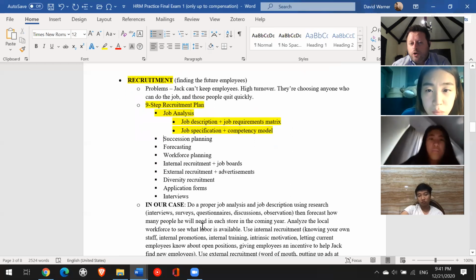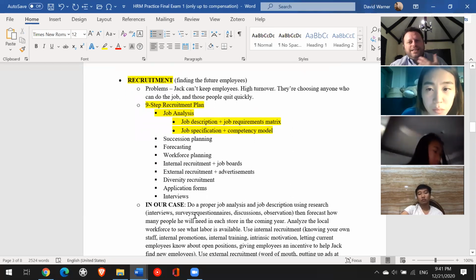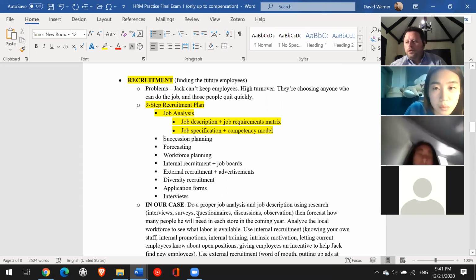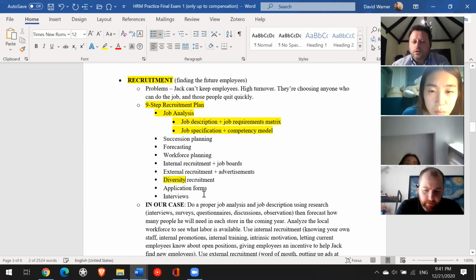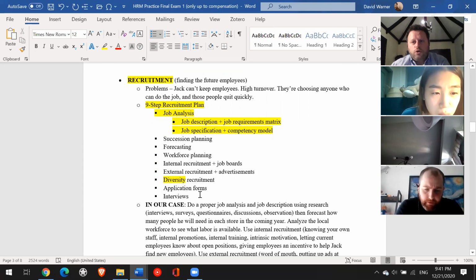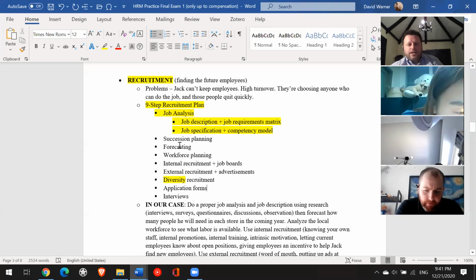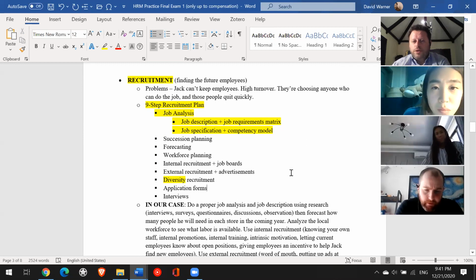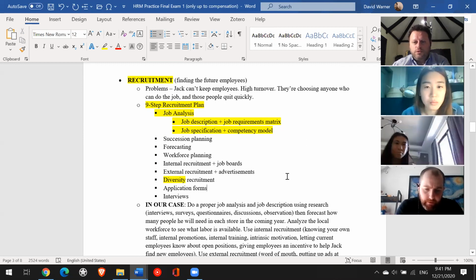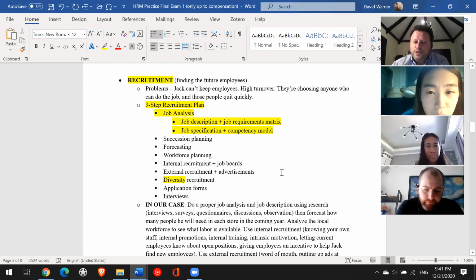Or, as we just saw in our case, a lot of people really didn't give much thought to the idea of something like diversity, which I consider to be very real in the modern world. This isn't just like a throwaway idea. Internal, external, diversity, workforce planning, forecasting, succession. I mean, these things are really critical in recruitment. So I think these things are very important. And I definitely will have something about recruitment on the final exam.